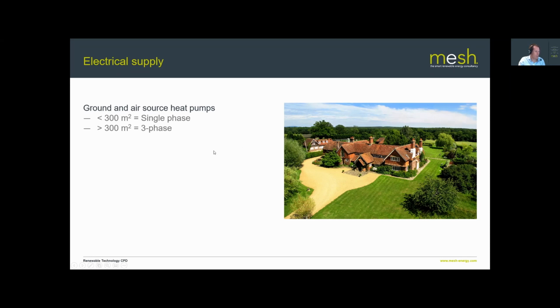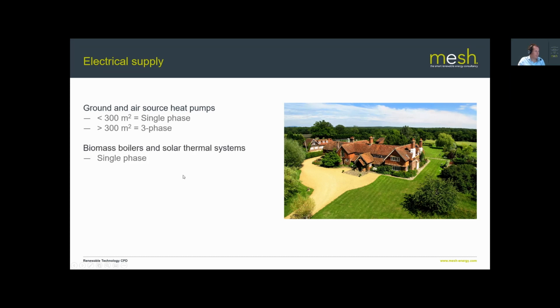If you've got a building that's over 300 square meters, it is likely you will need a 3-phase power supply to make an electrified heat pump heating system work. And that's especially true if you're also cooking with electricity, or you've maybe got an EV car charging point or a swimming pool. If any of these other things are likely to use a fair chunk of electricity, then anything over 300 square meters, you really need to be thinking about 3-phase.